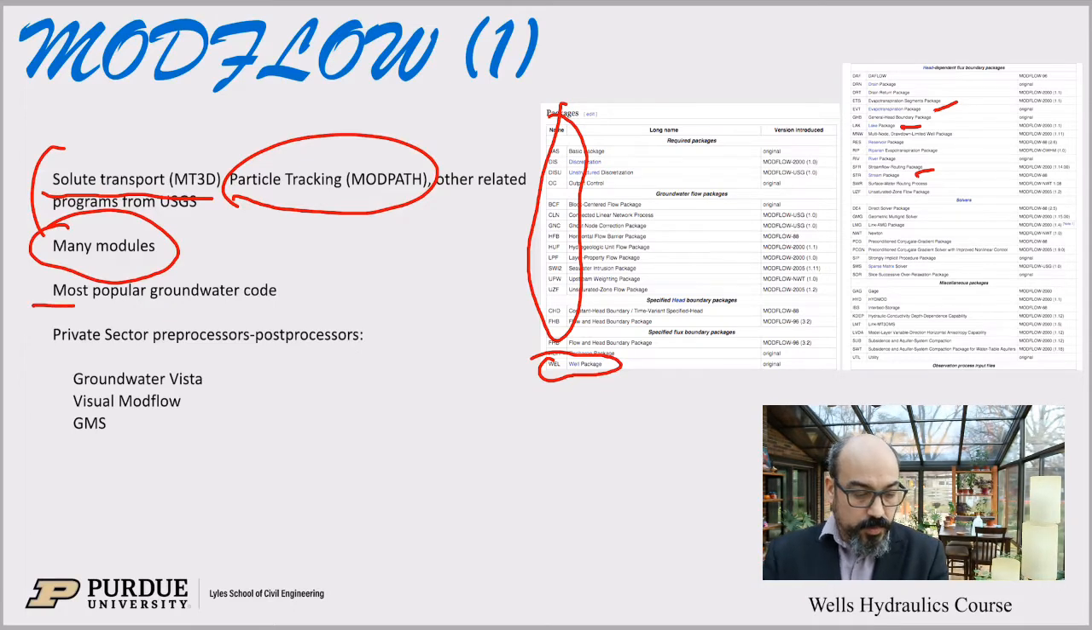Of course it's very popular because it's publicly available, so anybody can go grab it, read the how-to files, and use MODFLOW for groundwater. There are a lot of private sector preprocessors and post-processors, and I'll talk about some of those, but here are a couple of examples. Visual MODFLOW is famous, and then GMS, which stands for Groundwater Modeling System. I'll do an example with GMS and talk about this a little bit more after that.